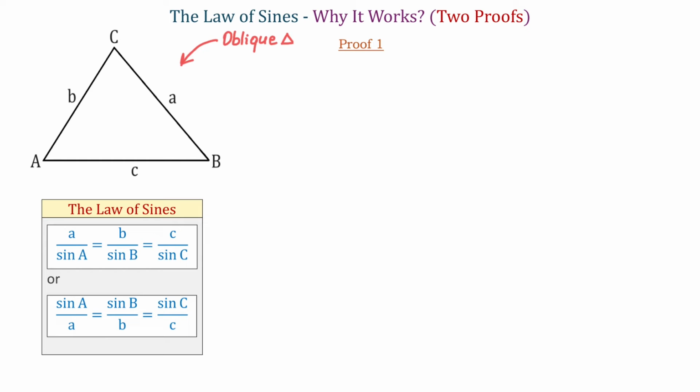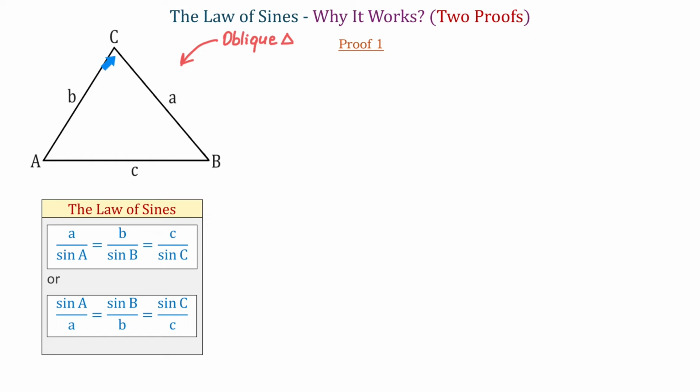Then the law of sines is a over sine of A equals b over sine of B equals c over sine of C, or sine of A over a equals sine of B over b equals sine of C over c. To understand this law, I will show you two proofs. So let's start with proof 1.